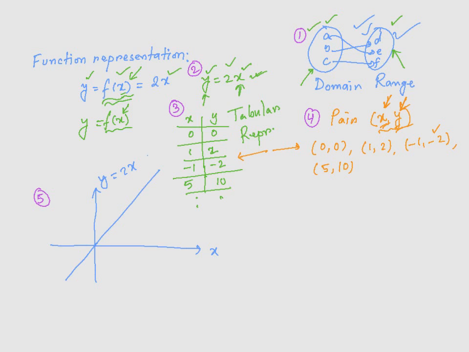Now, we could represent functions as a mapping. We could represent functions as a formula. We could represent a function as a table. We could represent a function as a pair of points, an xy pair, and we could represent a function as a graph. So all these ways you can represent a function.